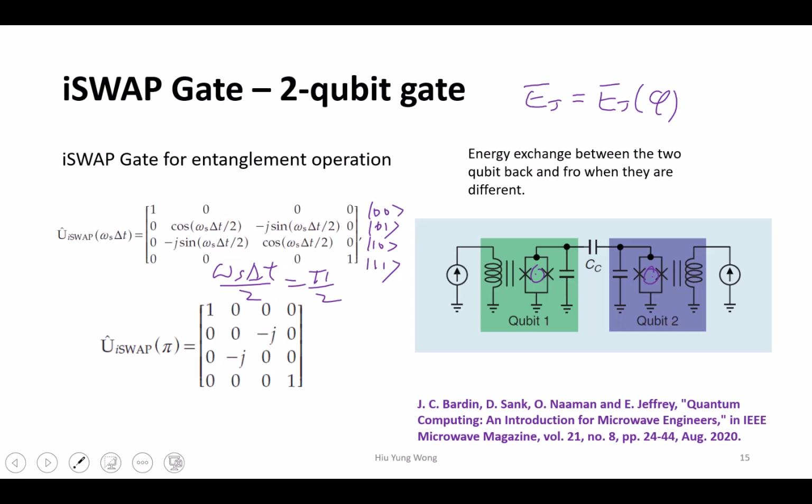Is there a reason why it's called iSWAP and not just SWAP? Yeah, now do you see that? Because you have an i here. Oh, okay, right. Okay? Right. Because, yeah.